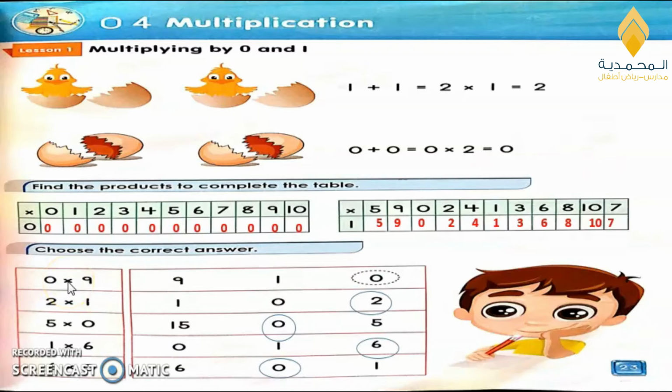Question number 2. Choose the correct answer. 0 times 9. Excellent. 0. 2 times 1. Good job. 2. 5 times 0 is 0. 1 times 6 is 6. 6 times 0, 0. Look, if I multiply any number with 0, it will give me 0 here, and here, and here. And if I multiply any number with 1, it will give me the same number, not 1, the same number. Look, here 2, and here the answer is 6. Got it?